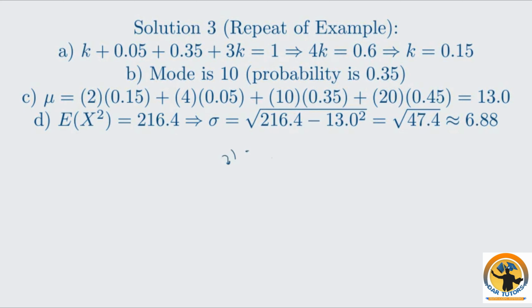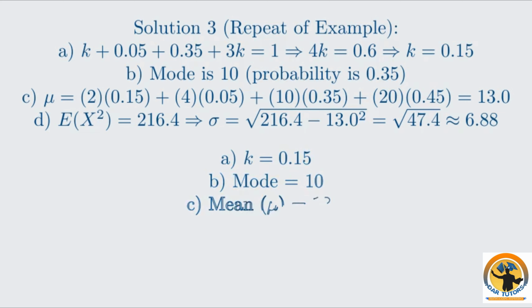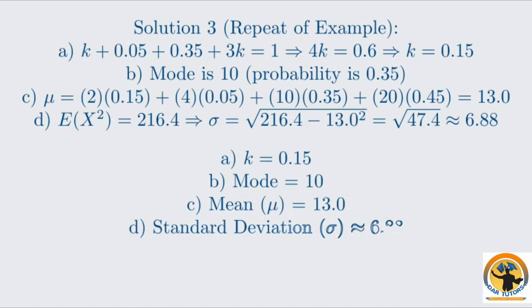First, for part A, you find k by setting the sum of probabilities to 1, giving k equals 0.15. For part B, the mode is the value with the highest probability, which is 10 with a probability of 0.35. For part C, the mean mu is 13.0. And finally, for part D, the standard deviation sigma is approximately 6.888.